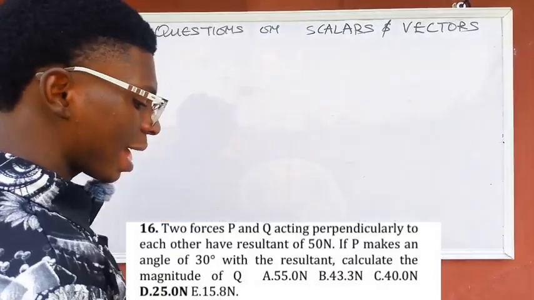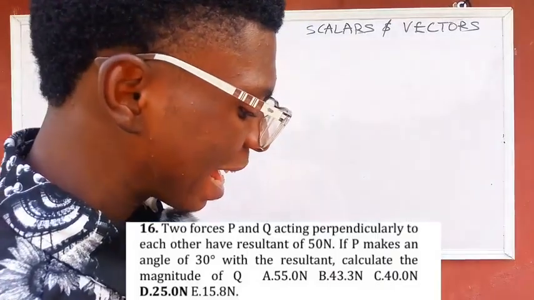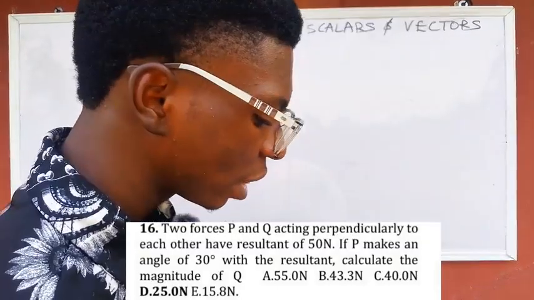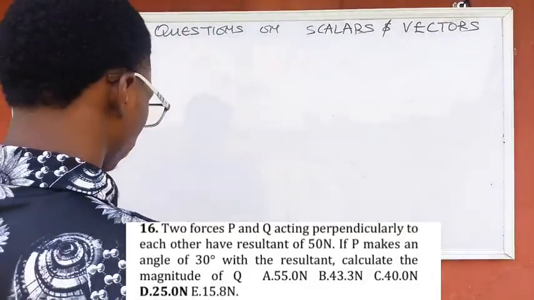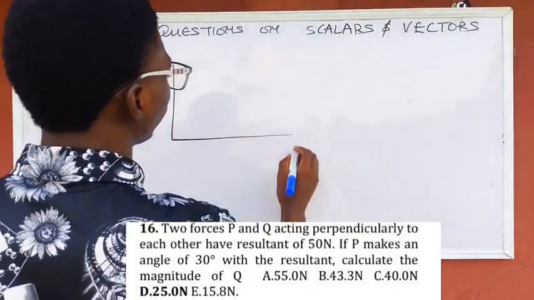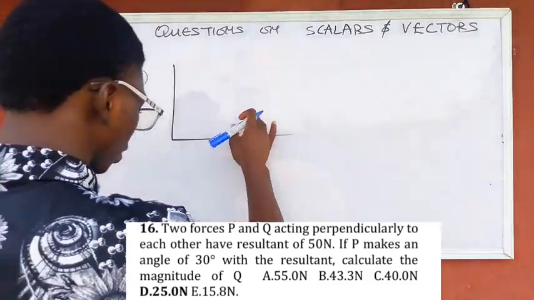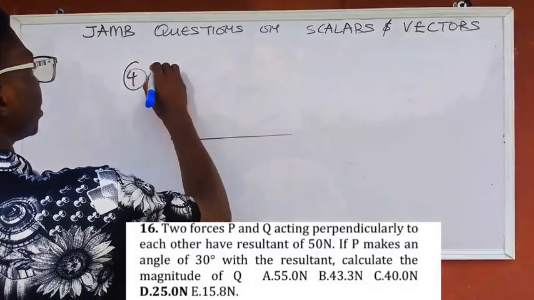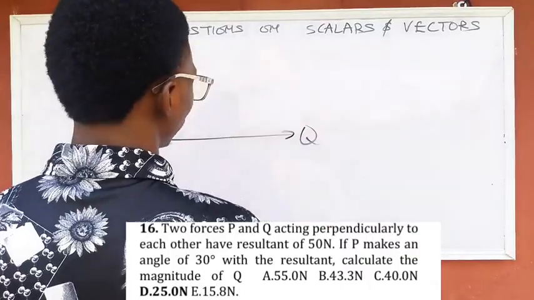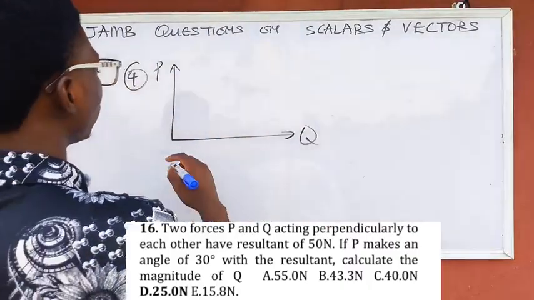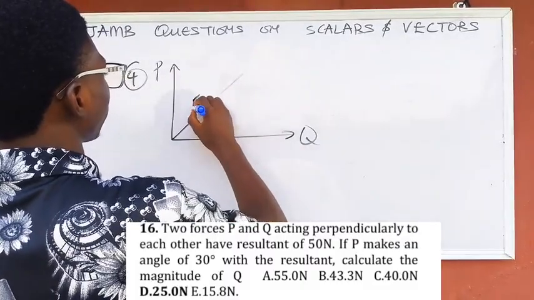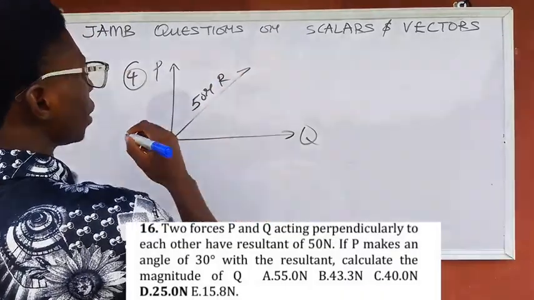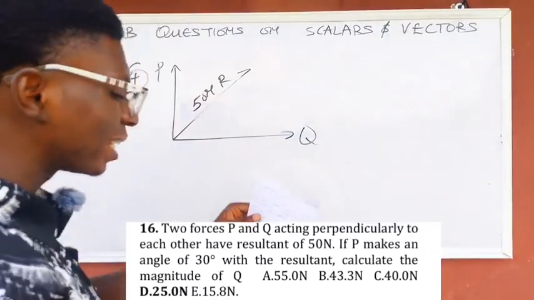Two forces P and Q acting perpendicularly to each other have a resultant of 50 Newton. If P makes an angle of 30 degrees with the resultant, calculate the magnitude of Q. These are two forces that are perpendicular to each other, meaning they are at an angle of 90 degrees to each other. This is P and this is Q. Now, the magnitude of the resultant is 50 Newton, and this is the resultant. So now, we are asked to calculate the magnitude of Q.